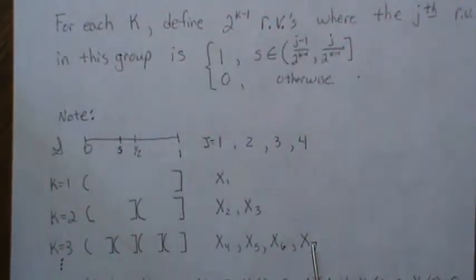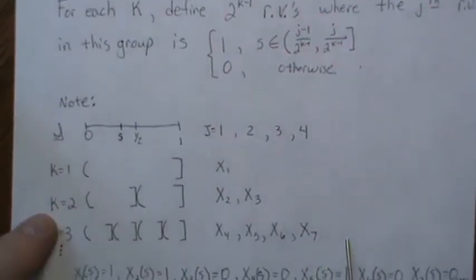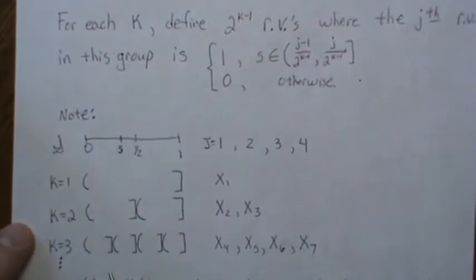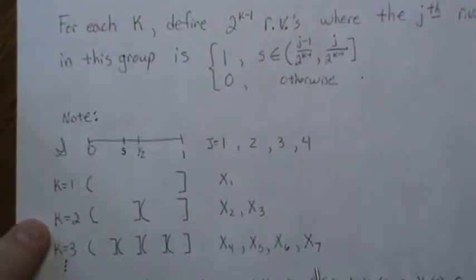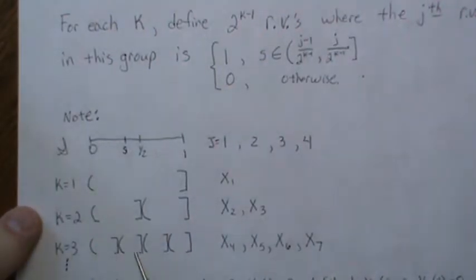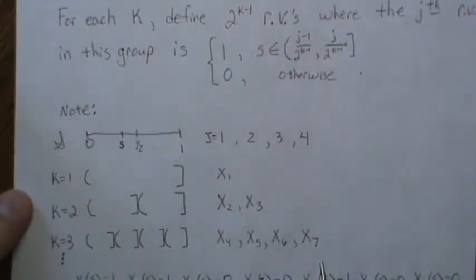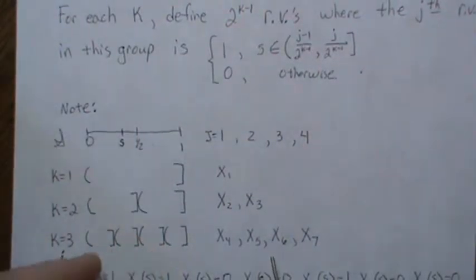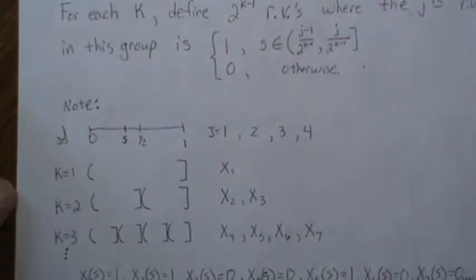So then when we get to x8, we run out of subintervals, so we have to increment k to 4, and there are going to be 8 of those. So it's x8 through x15, and they're going to be indicator functions for these little subintervals. And we just do that over and over and over. When we finally run out of subintervals, we have to increment k, and then we drop in the next random variables.